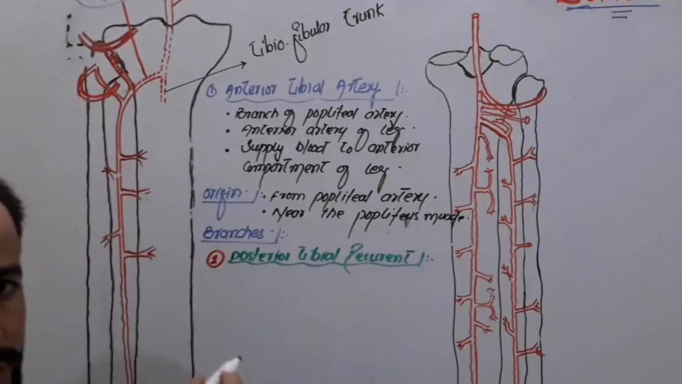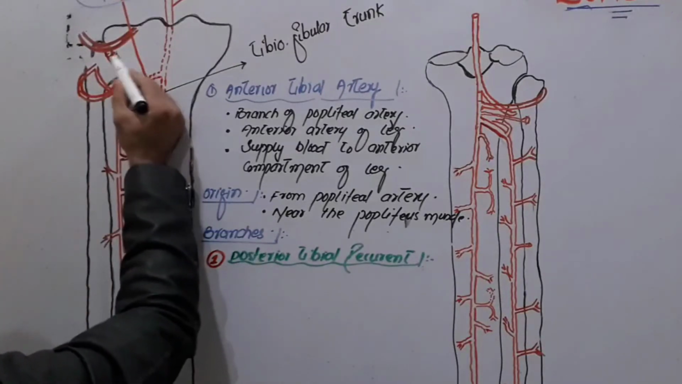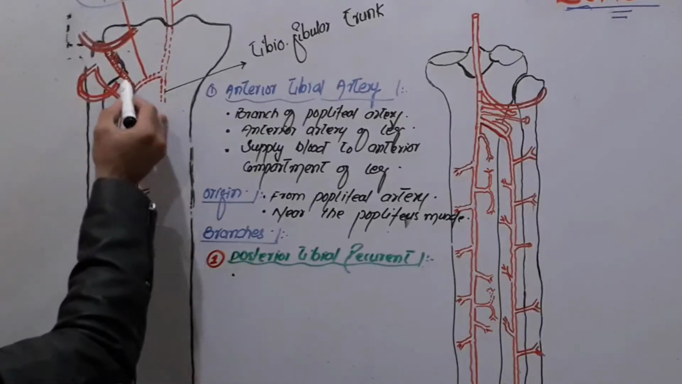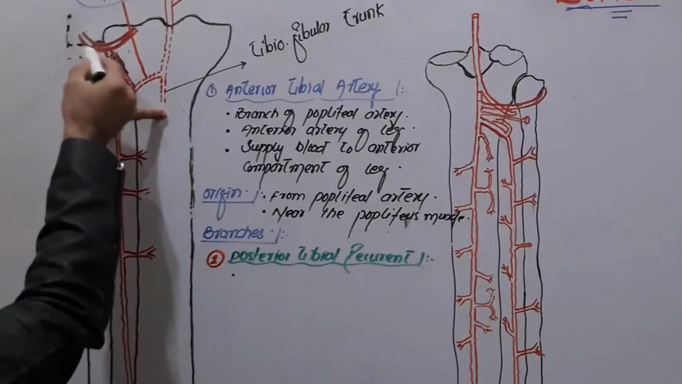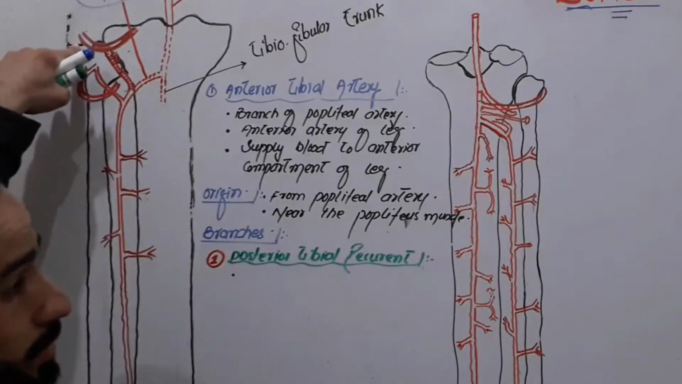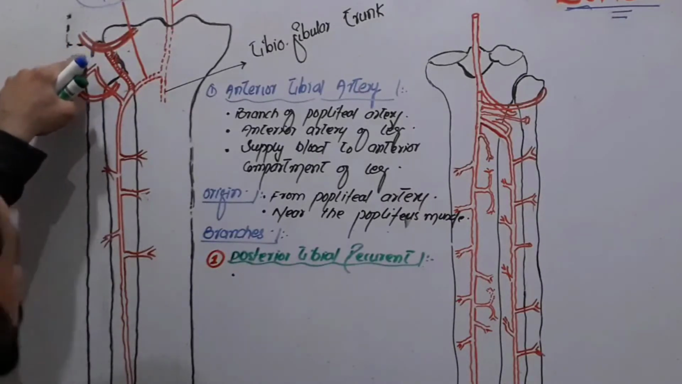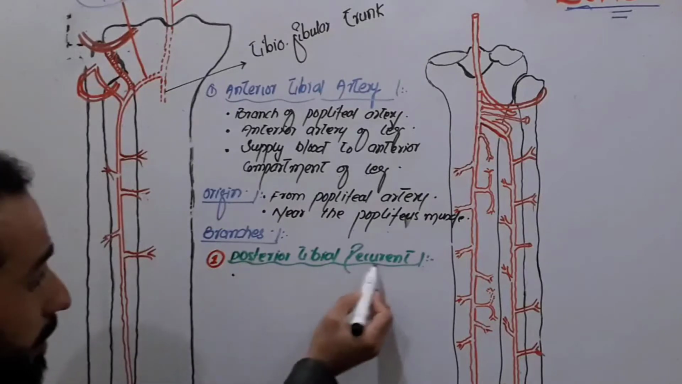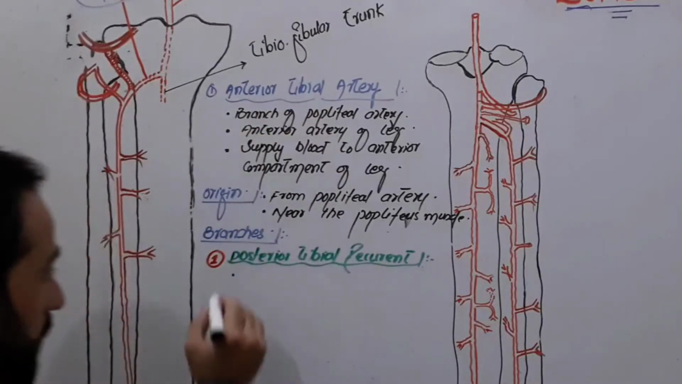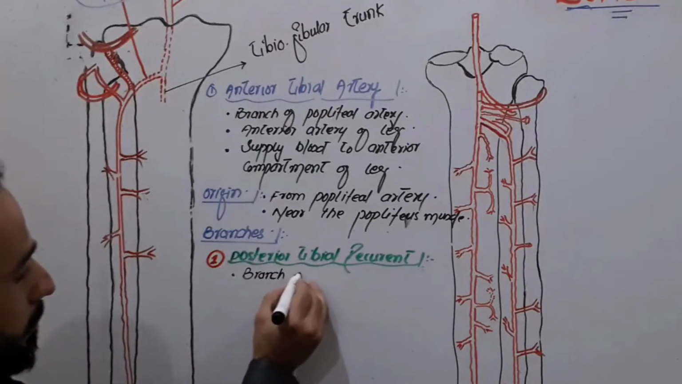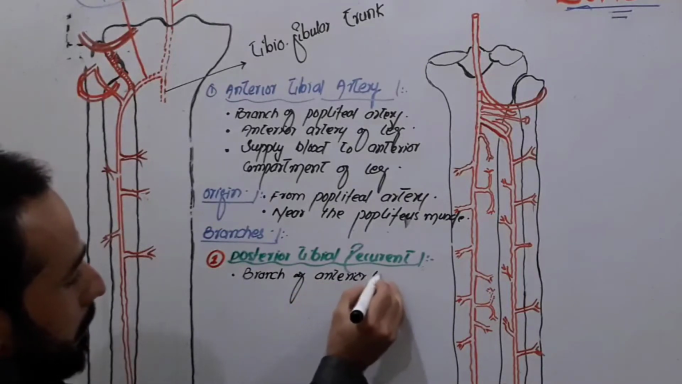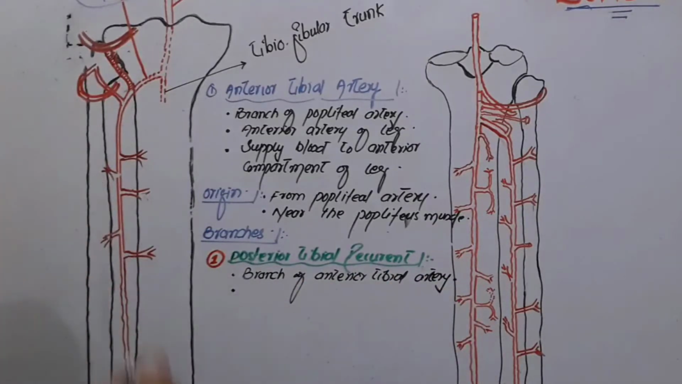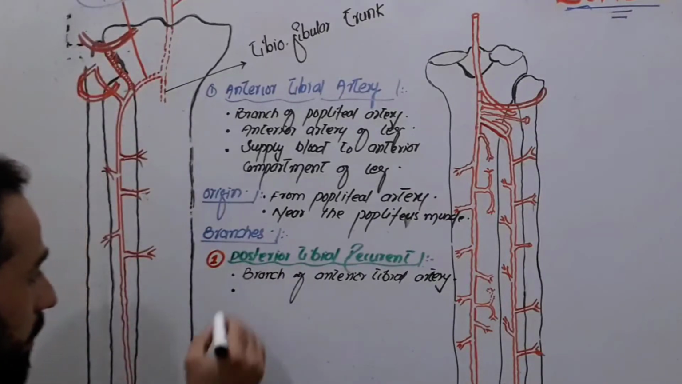Look carefully. The first important thing is that this artery is responsible to supply blood to the tibiofibular joint. This is our tibiofibular joint. It anastomoses with the anterior lateral genicular artery. I have discussed these genicular arteries in my previous lectures; you can watch them in detail, right? So this posterior tibial recurrent artery is a branch of the anterior tibial artery, right? Done.